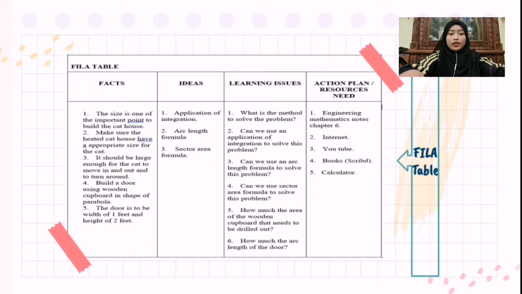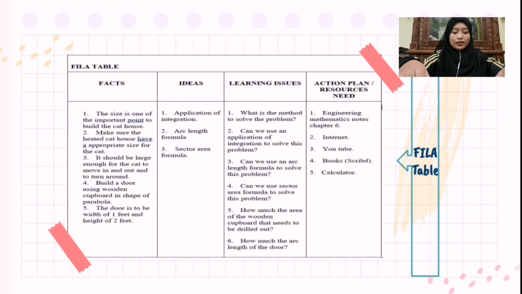Facts. For the first fact, the size is one of the important points to build the cat house. Second fact, we need to make sure the heated cat house has an upright size for our cat. For the third fact, it should be large enough for the cat to move in and out and turn around. The fourth fact is to build a door using a wooden cupboard in the shape of a parabola. And the last fact is the door is to be a width of 1 feet and a height of 2 feet.